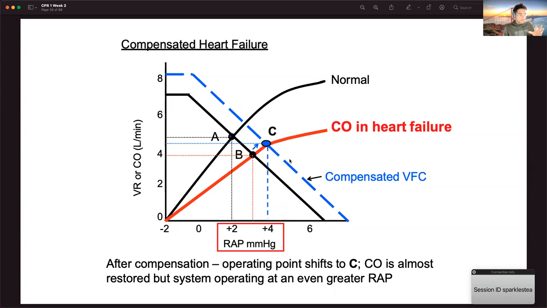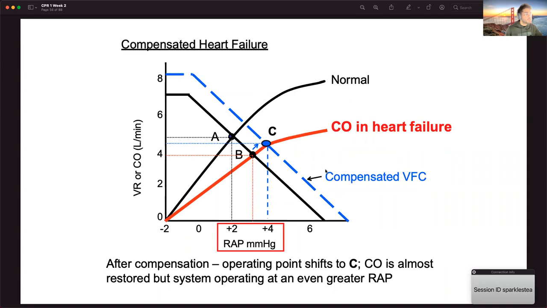So in layman's terms, is cardiac compensation here with the venous compensation a good thing? Is it a good thing long-term or is it just a good thing short-term? Short-term, right? It's only good for the short run.